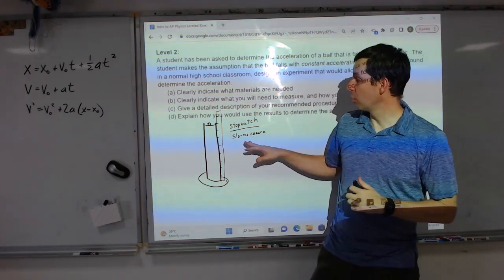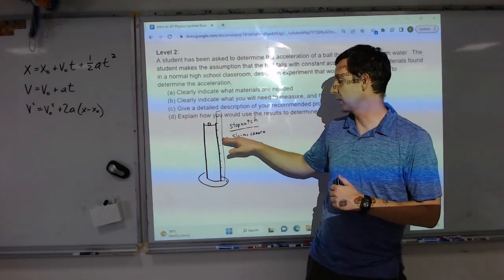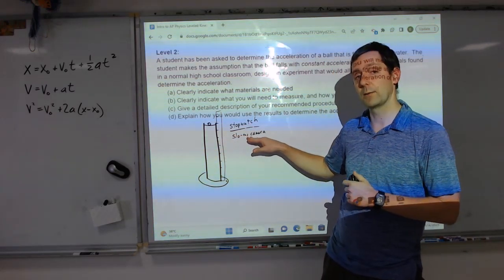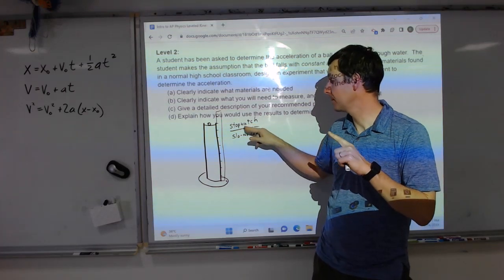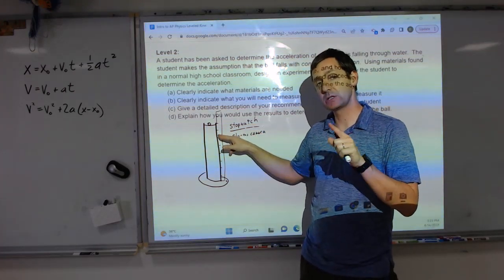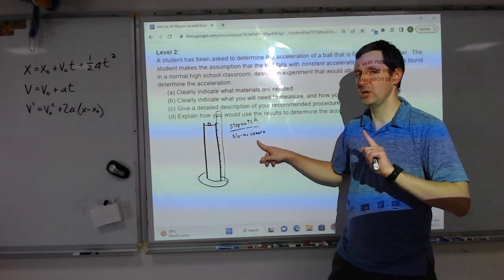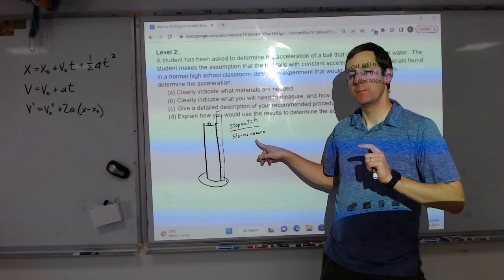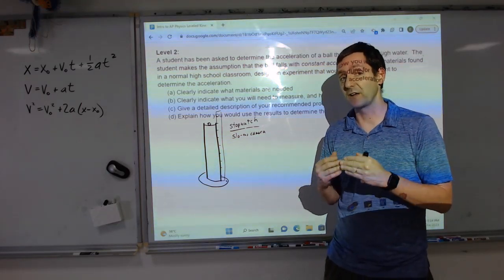All right, so what will we need to measure and how will we measure it? We're going to need a stopwatch, a ruler, and a slow-mo camera. The stopwatch is going to be used to measure time, the ruler is going to be used to measure distance. The slow-mo camera is not being used to measure time or distance, but it's going to be used to help us capture that to decrease our amount of error.